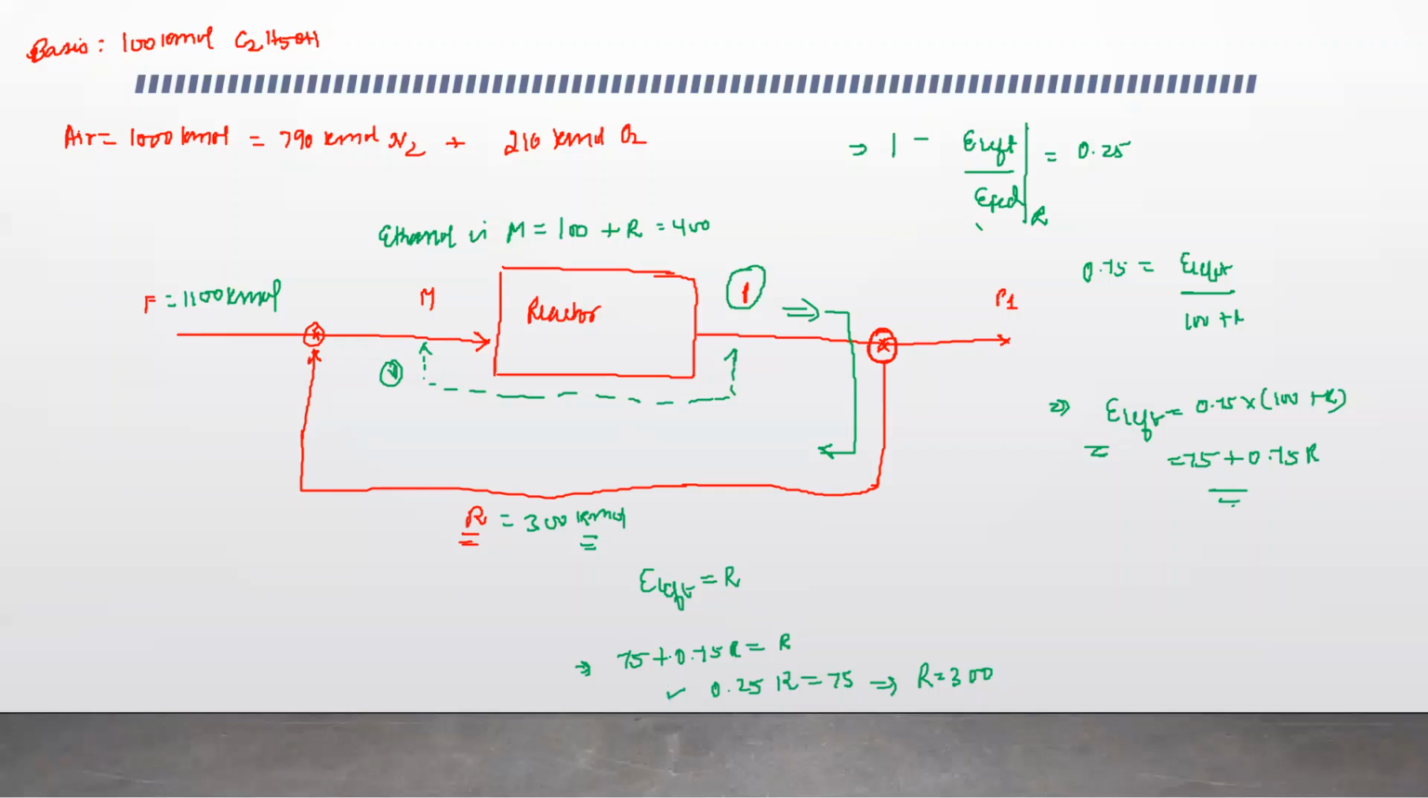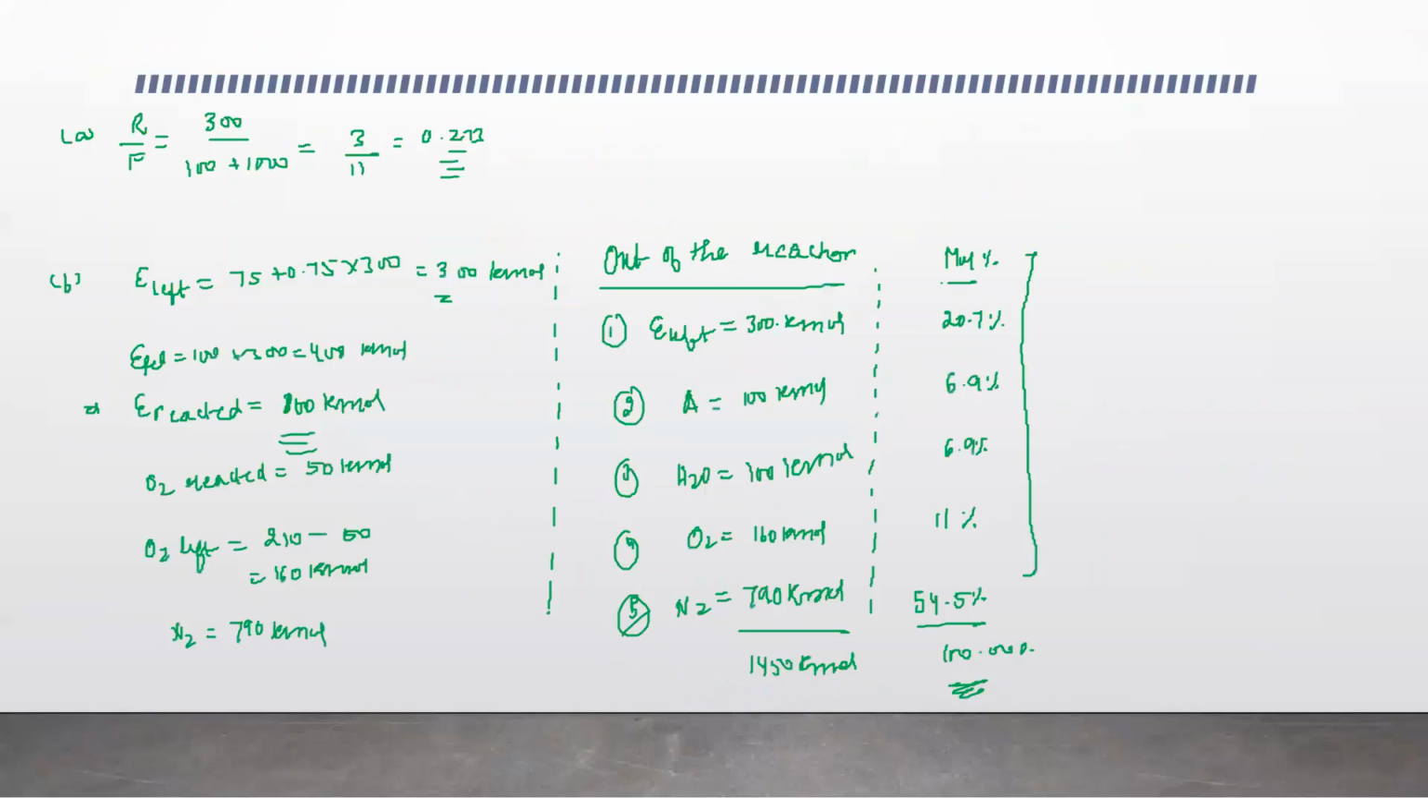So we finally got R is equal to 300. With R equals 300, we found ethanol in the mixed feed and ethanol that is left. So we have ethanol in the mixed feed is 400 and ethanol left is 300. Okay. So ethanol reacted would be 100. Then we used stoichiometry. So oxygen reacted would be 100 by 2, that is 50. Acetaldehyde produced would be 100. Water produced would be 100.